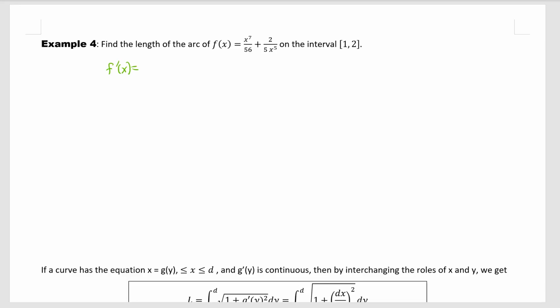What is the derivative? Constant multiple stay there. 7. Put it down. 7 minus 1, 6. And constant multiple stay here. This is the same as x to the negative 5. So what do you do? You multiply by negative 5 and then x to the minus 6.